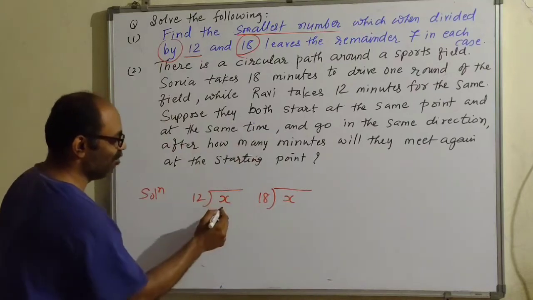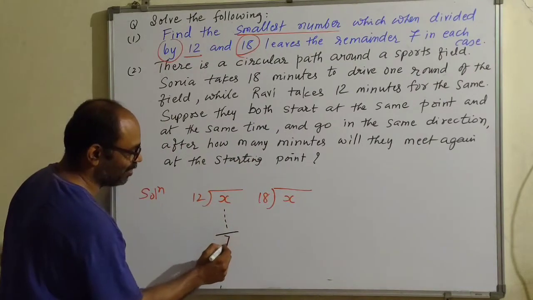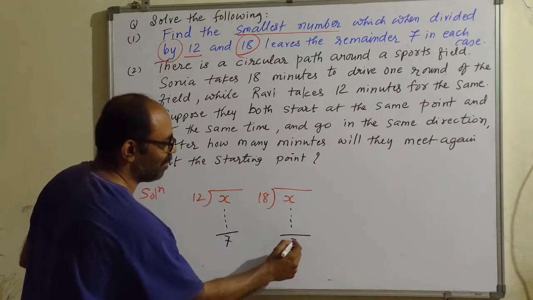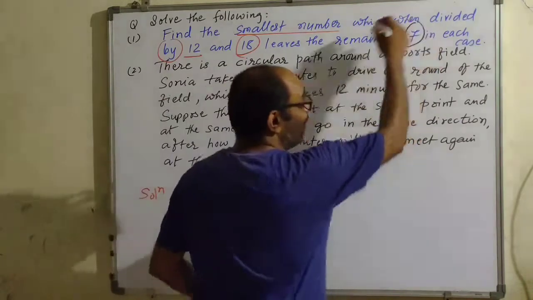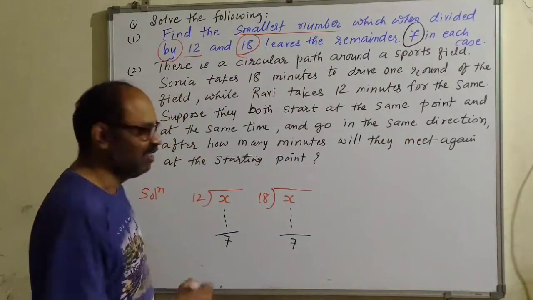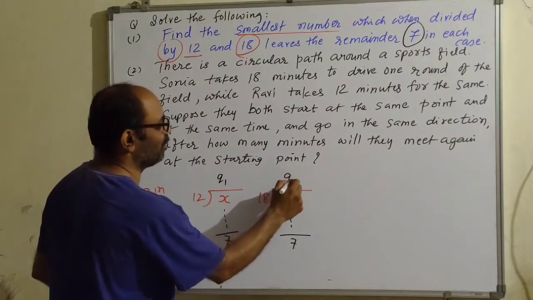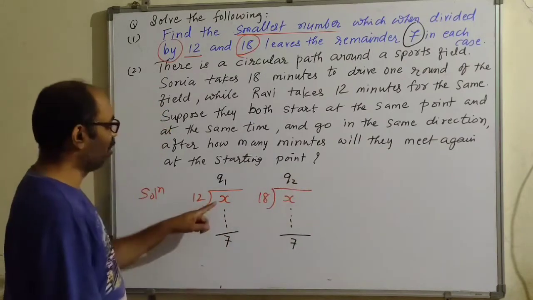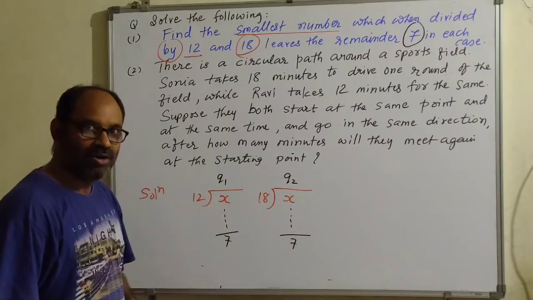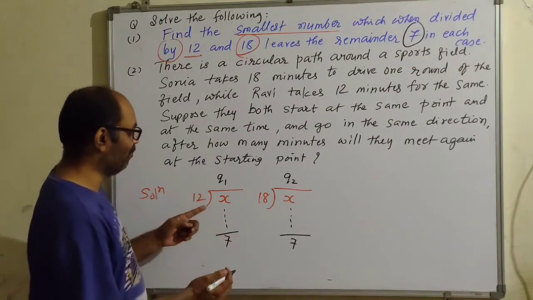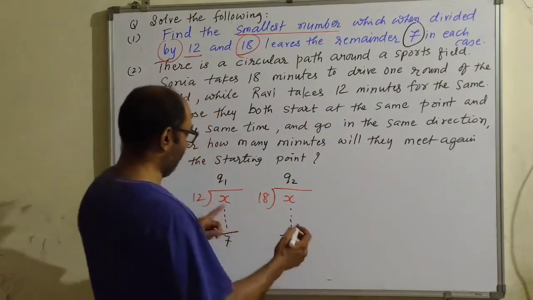Fine. When you divide this x by 12, the remainder is going to be 7. When you divide this x by 18, the remainder is going to be 7. Remainder would be 7 in each case. Let's say this quotient is q1 and this quotient is q2. Because this is unknown, we do not know what is the quotient. Now use Euclid's algorithm. The Euclid's property.